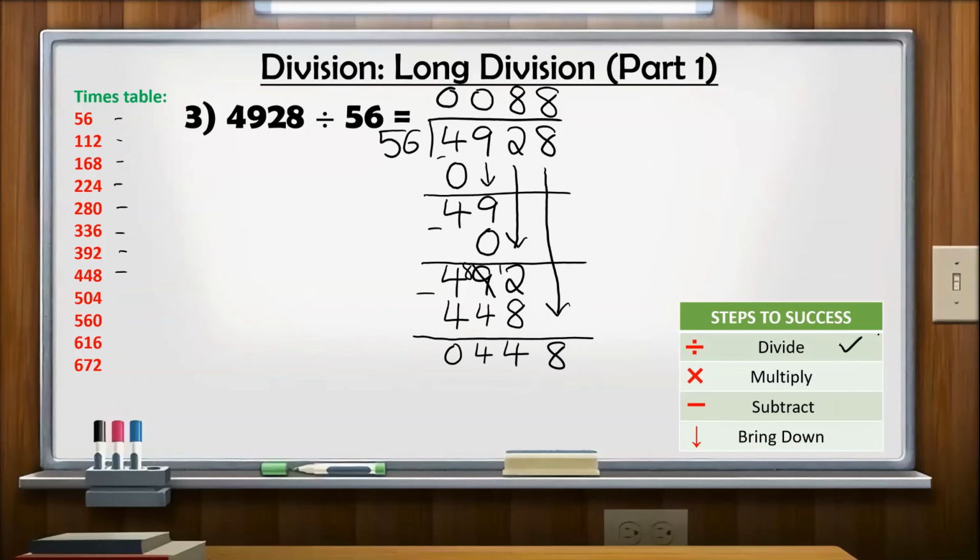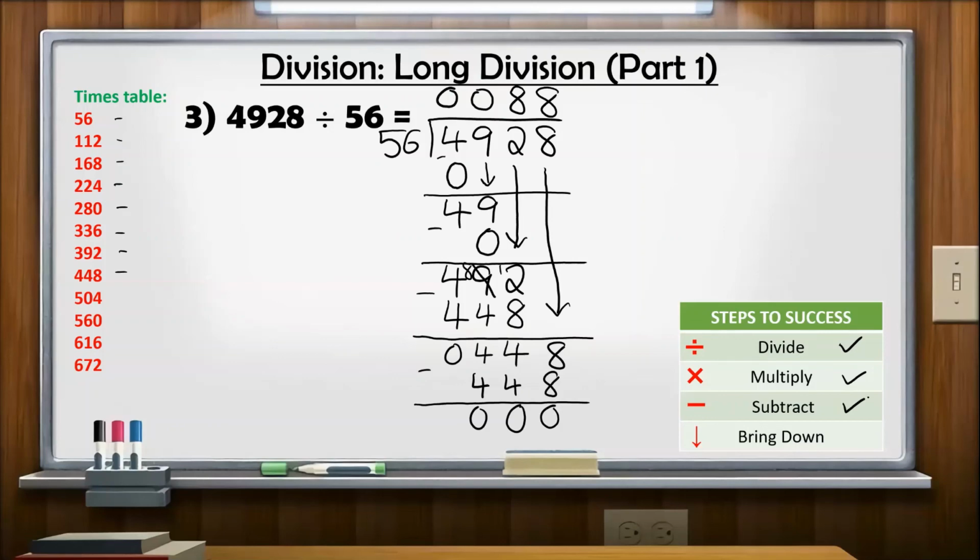So the division has been done. I'm now going to multiply my answer of 8 with 56, and that gives me 448. So I'll put that underneath my number like this. Next, I'm going to subtract. And if I take away 448 away from 448, that gives me 0.